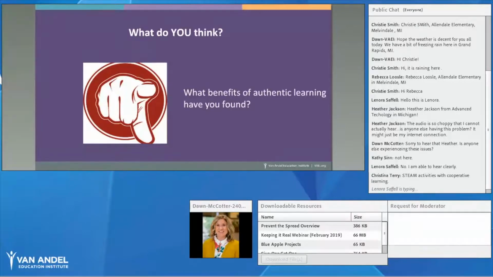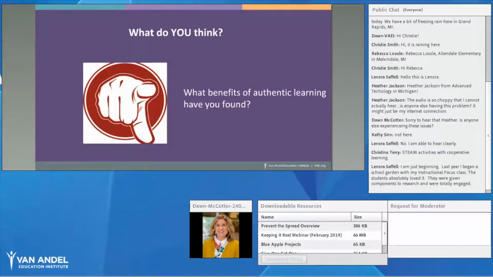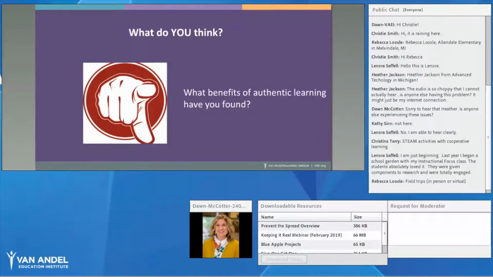All right, Christina, yes, absolutely. STEAM activities with cooperative learning, providing opportunities to incorporate different content areas and those critical thinking skills, those habits of mind. Lenora, thank you so much for sharing. Looks like you did some project-based learning, real authentic learning experiences with the school garden. Fantastic.